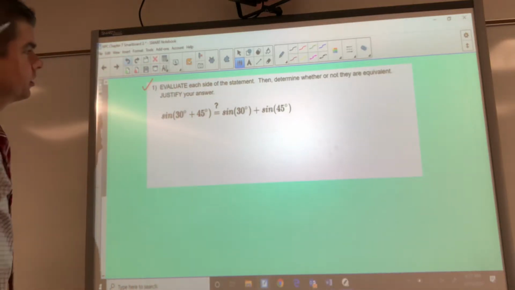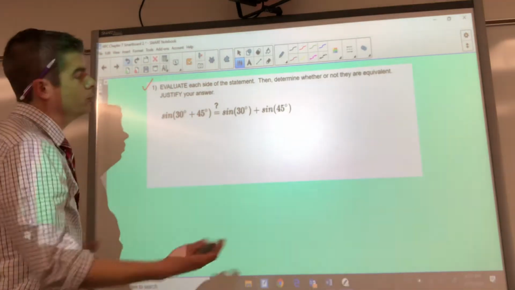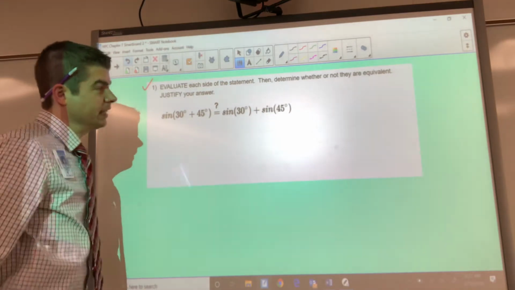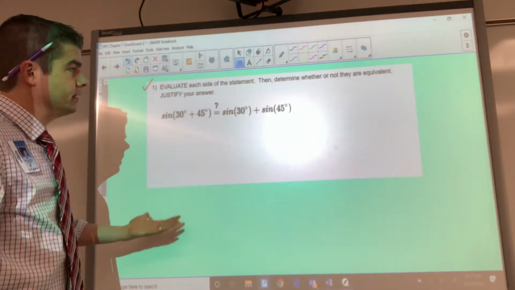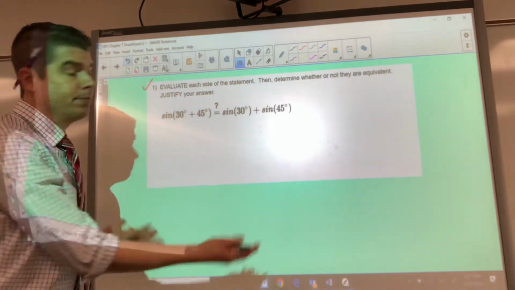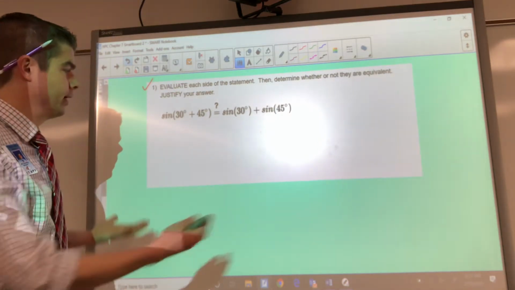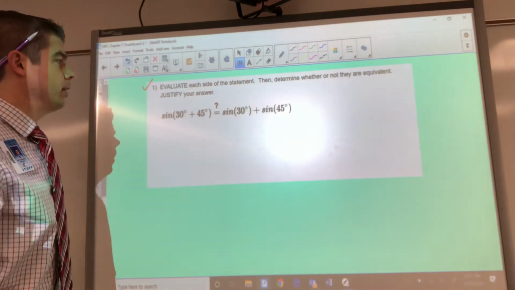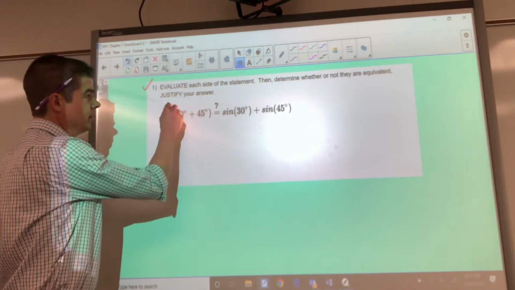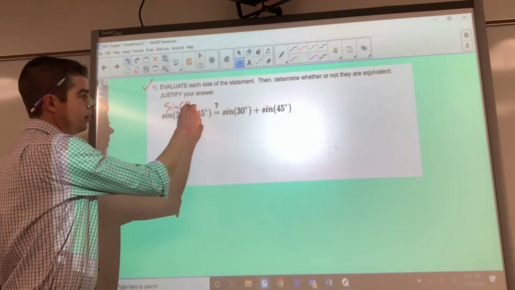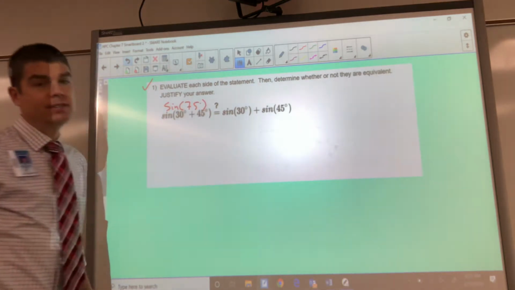Okay, so we wanted to look and see if these two expressions, or these two sides of the equation, are equal to each other. We want to look at both sides and see ultimately, do we get the same value on either side of the equal sign? I know that I could add 30 plus 45 to get 75.